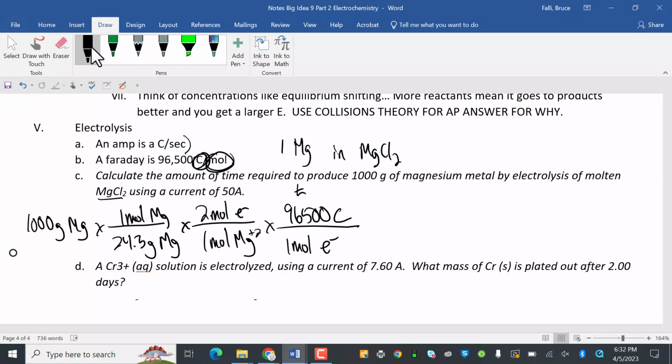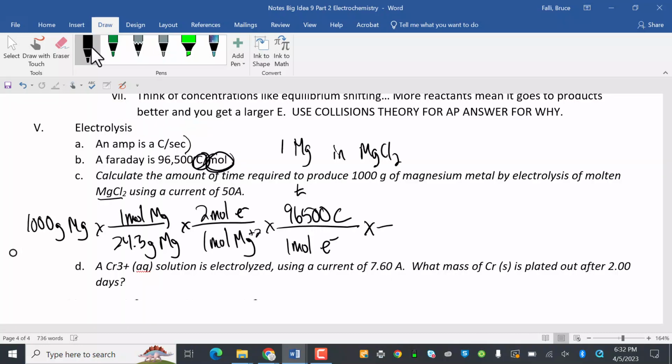So now I'm in coulombs, but it says calculate the amount of time. Whoa. So now I want to get rid of coulombs. An amp is a coulomb per second. So I want to do coulomb per second, but I'm flipping it around. So if I have 50 amps, I have 50 coulombs per 1 second. And I put it in my calculator.